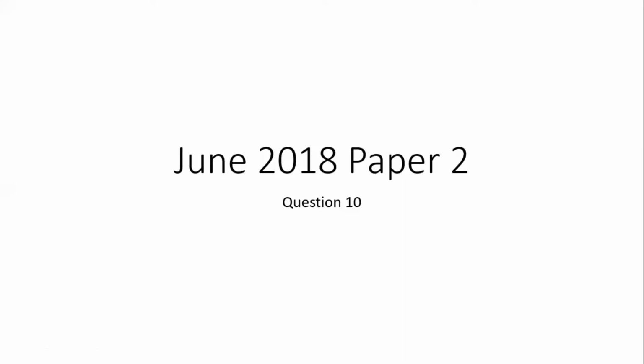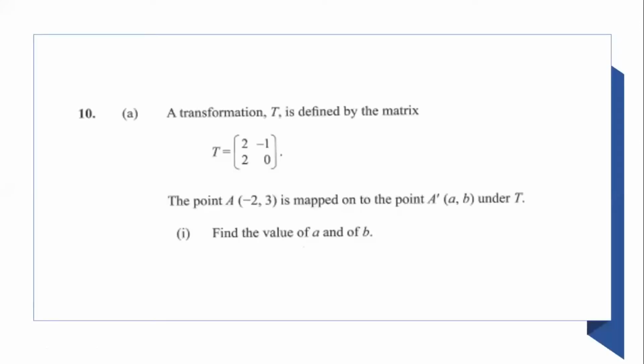And now we're working question 10 from the June 2018 Mathematics Paper 2. So thank you for staying with us so far. Question 10 starts by saying a transformation T is defined by the matrix T equals 2, negative 1, 2, 0. The point A, which is (-2, 3), is mapped onto the point A prime, which is (a, b), under T, the transformation given above. It says find the value of a and of b, which are the points for the image.